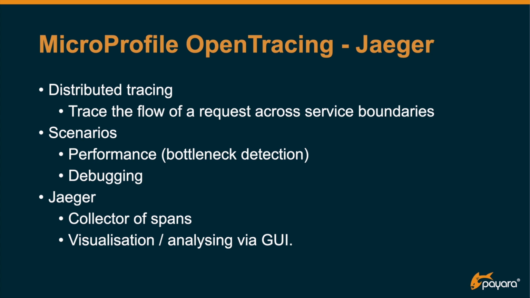MicroProfile OpenTracing uses the concept of a span, where all the information is collected about the microservice, and additional information can be put into that span by the developer for debugging purposes, for instance, so that it can determine why a certain selection is made and why a certain service A is called and not service B, as would be expected for that request.